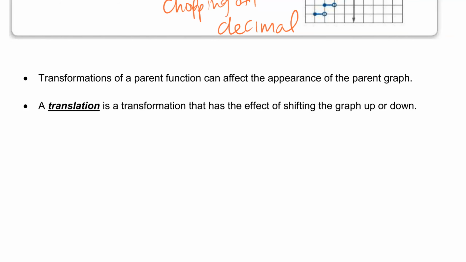Transformations of a parent function can affect the appearance of a parent graph. So with transformations, you're changing the function, right? You're moving it, sliding it up and down, maybe making it wider, making it skinnier. So first is a translation. I think of translation as like public transportation. You're literally moving from place to place, sliding, right? You're not being enlarged or whatever. With translation, you're just transporting your graph, translating it across. You're not changing how wide it is. You're just moving it, sliding it up and down, or left and right.